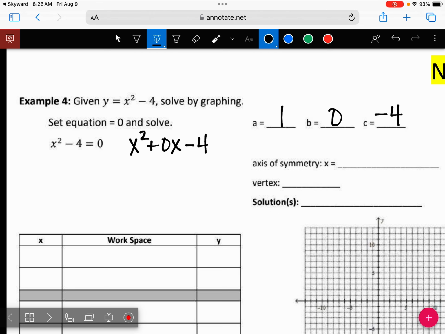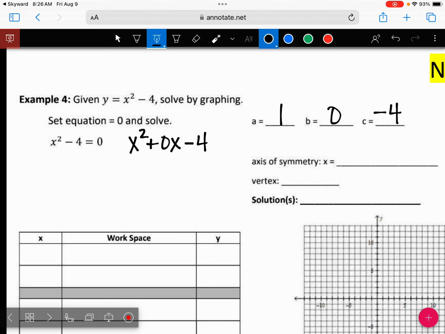So let's find our axis of symmetry. So x equals the opposite of b. 0 is the only number that doesn't have an opposite. 0 is just 0. So we have 0 divided by 2 times a, which is 1. So 0 divided by 2 is 0. 0 divided by anything is 0.